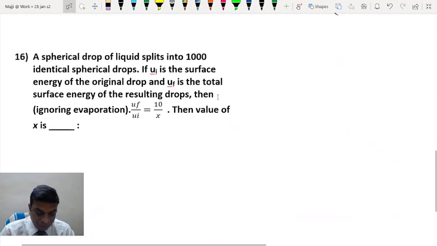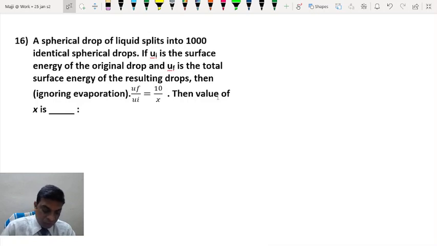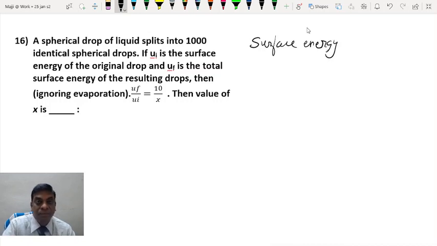A spherical drop of liquid splits into 1000 identical spherical drops. If Ui is the surface energy of the original drop and Uf is the total surface energy of the resulting drops, then Uf by Ui is? Now students, surface energy, what is it? It is nothing but the excess energy possessed by all the molecules of a liquid which reside on the surface. As compared to the molecules which are well within the liquid, all the molecules residing on the surface have additional energy.